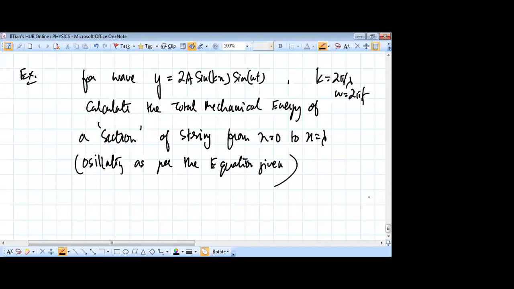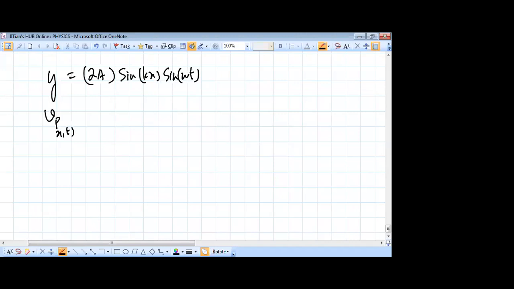Okay, so let's understand how to work this out. So we can see that given that the position of any particle x at any time t is given by this equation, the velocity of any particle x as a function of time t is nothing but del y by del t.